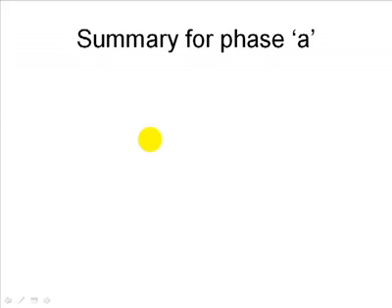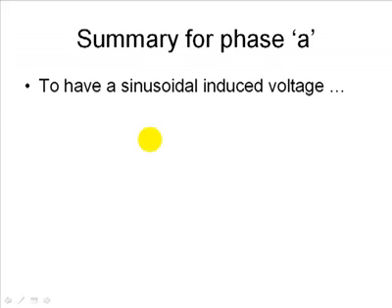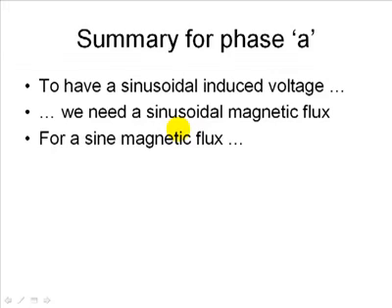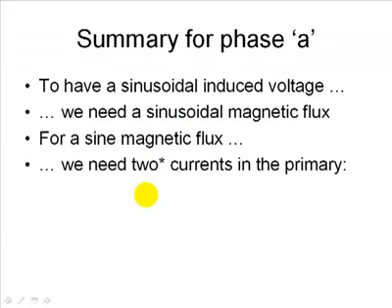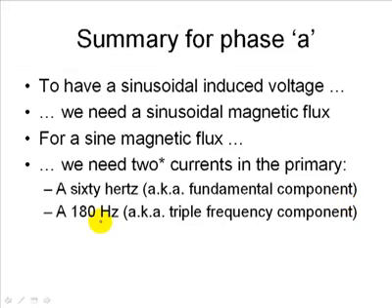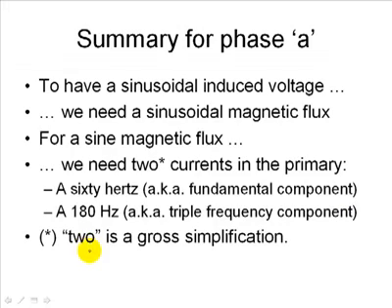Let's summarize for phase A. We say, to have a sinusoidal induced voltage in the coils, we need a sinusoidal magnetic flux. But for a flux that is changing sinusoidally with time, we need two currents in the primary. Observe the asterisk. A 60 Hertz current, also known as the fundamental component of the magnetization current, and a 180 Hertz current, the triple frequency component. As I said before, 2 is an approximation.